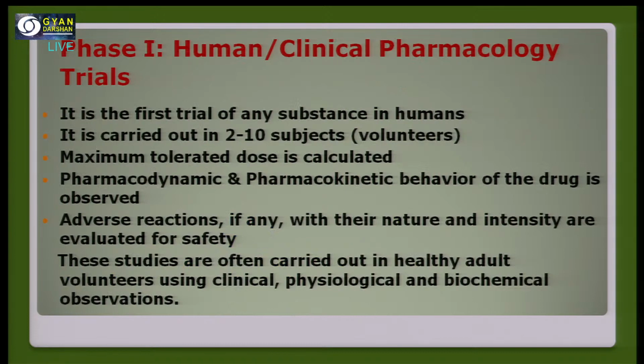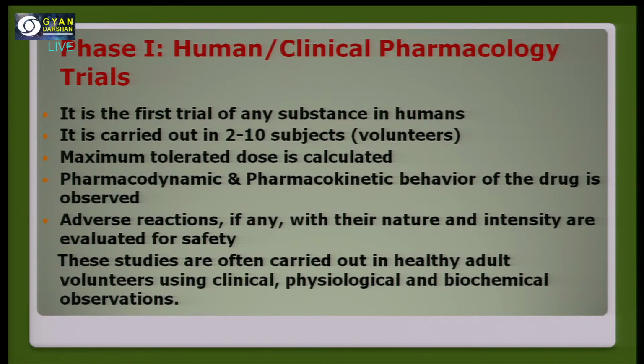In phase 1, which is the human clinical pharmacology trial, it is the first phase or first trial in any human subject or for any drug or any substance. It is carried out in 2 to 10 subjects or volunteers, and the maximum tolerated dose is calculated here.